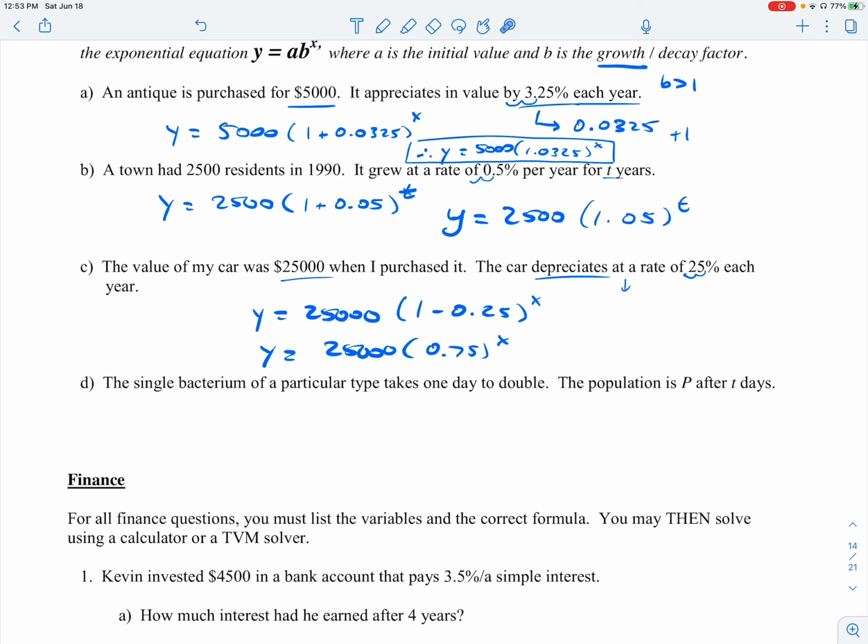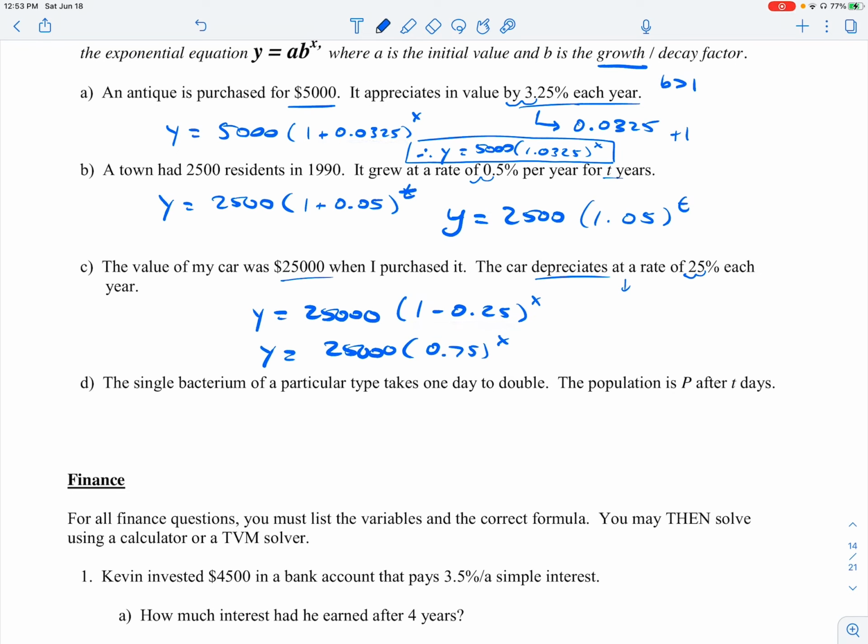By doing 1 minus, whenever you have decay or depreciation, you should be using a subtraction. And my base ends up being smaller than 1, which causes the decay. So the only reason why we're adding 1 or doing 1 minus is because these questions are all giving us percentages of growth. Okay, so whenever you get percentages, you're always going to want to do either 1 plus or 1 minus. If it's growth, add them. If it's decay, subtract them.